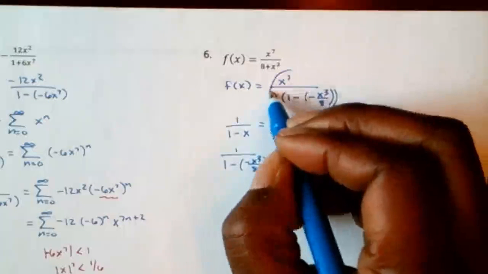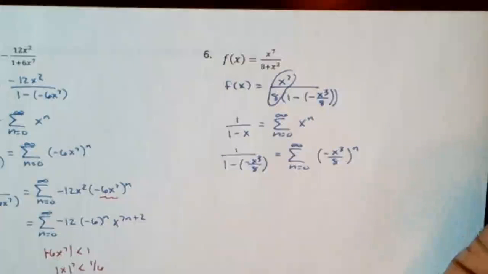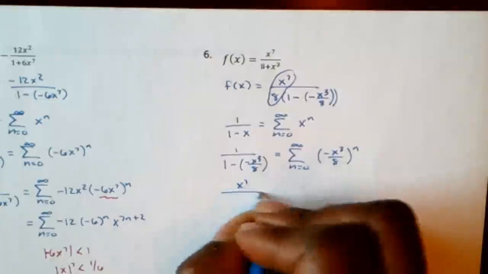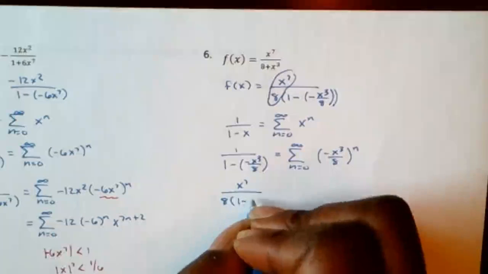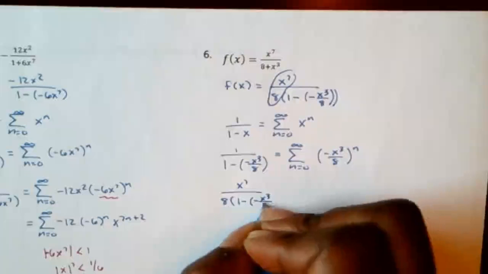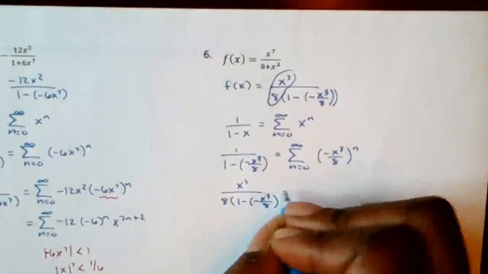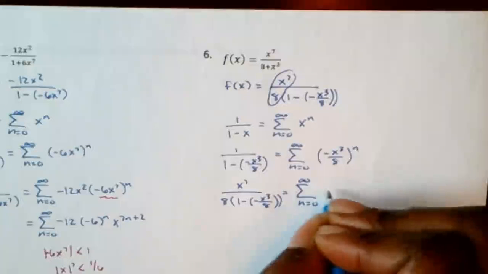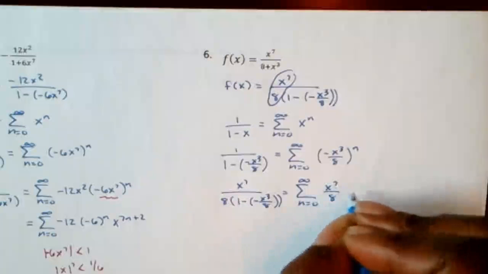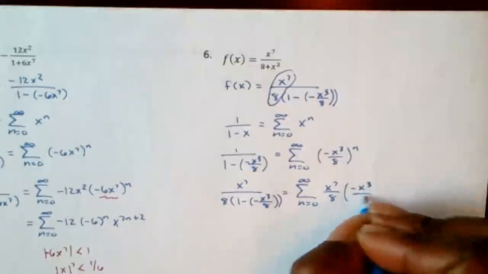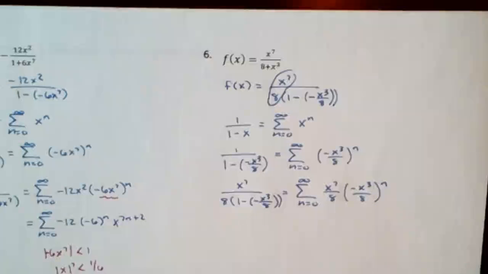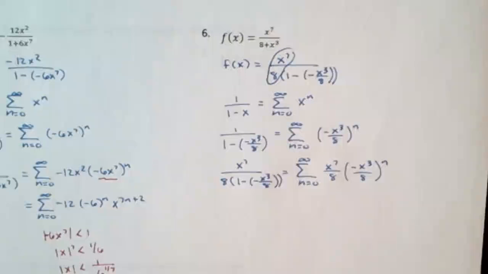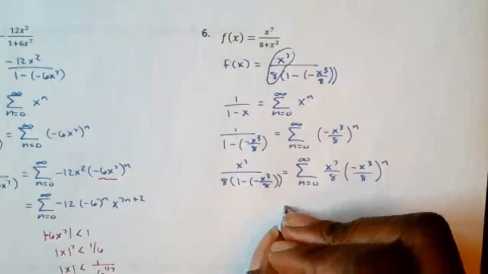And then the last part is I have to multiply by this x to the 7th over 8. So I have x to the 7 over 8, 1 minus negative x cubed over 8 equals the sum n equals 0 to infinity of x to the 7 over 8 times negative x cubed over 8 to the n. Again, technically at that point I'm done, but I do want to write it in a nice power series form.